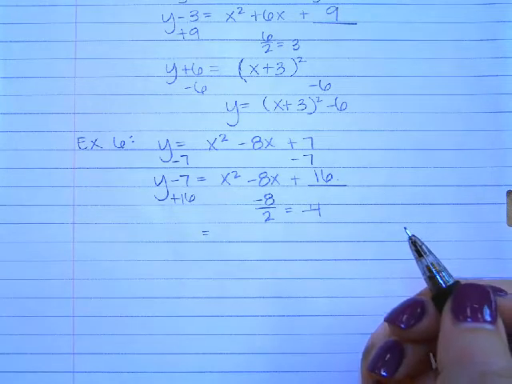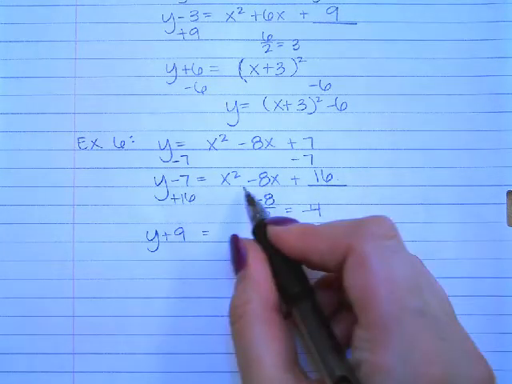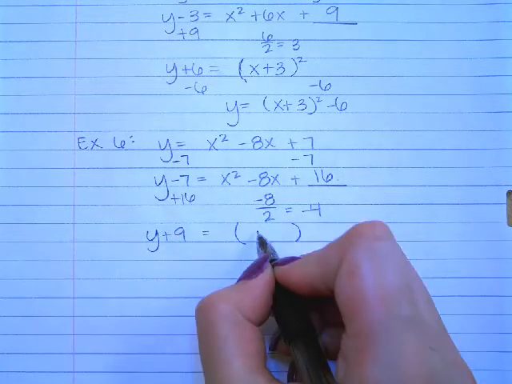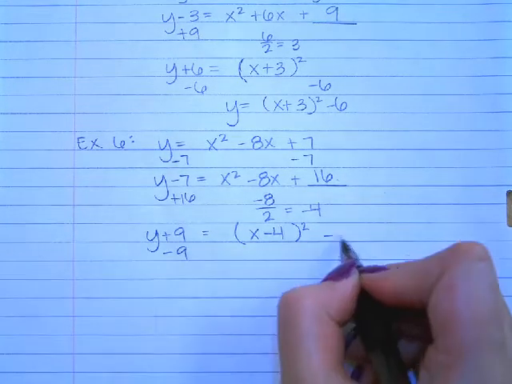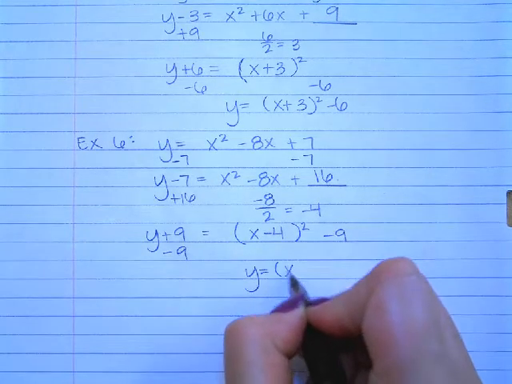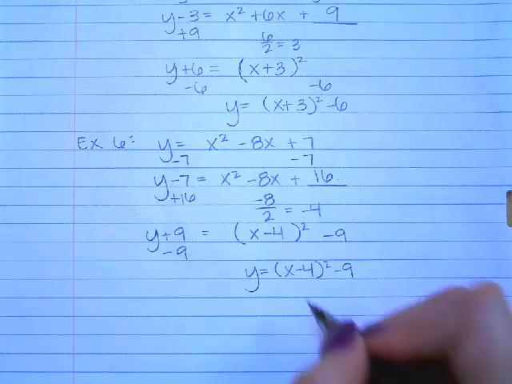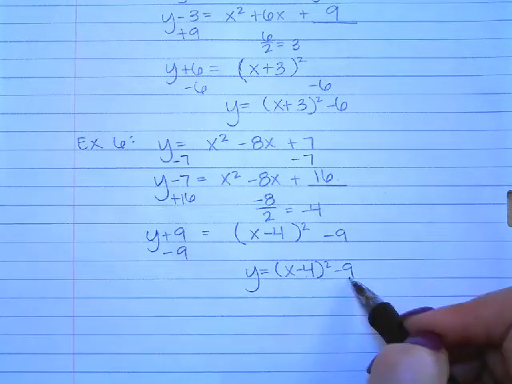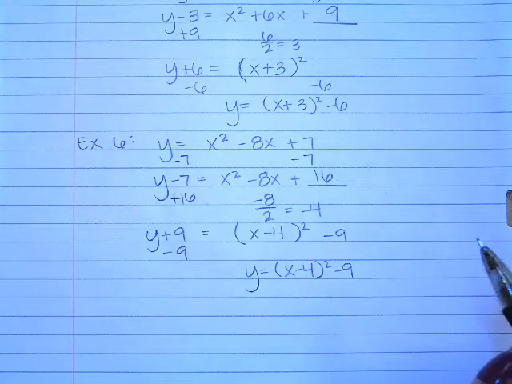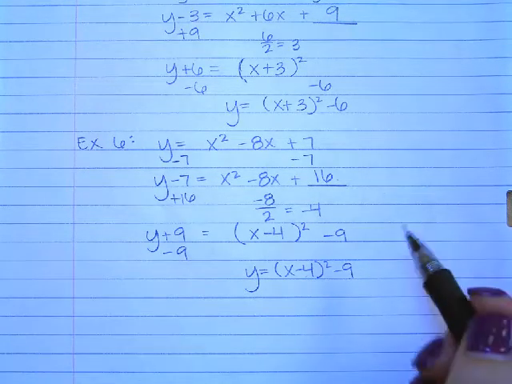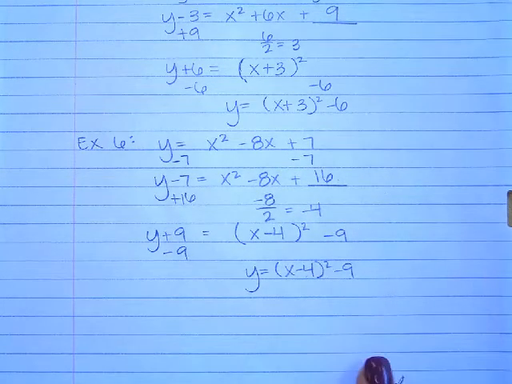And so on the left side, that gives me y plus 9. And on the right side, if I write it in the square form, then that's going to give me x minus 4 squared. So I can go ahead and minus the 9 back over. And I have it in vertex form. So now I can easily see, oh, the vertex is positive 4 and negative 9. Or I could easily answer a question about the transformations, or increasing and decreasing, or domain and range. All of those questions are a little bit harder to answer when it's in that original standard form.